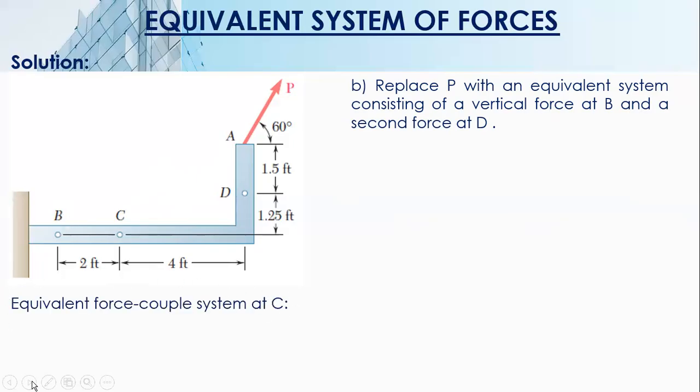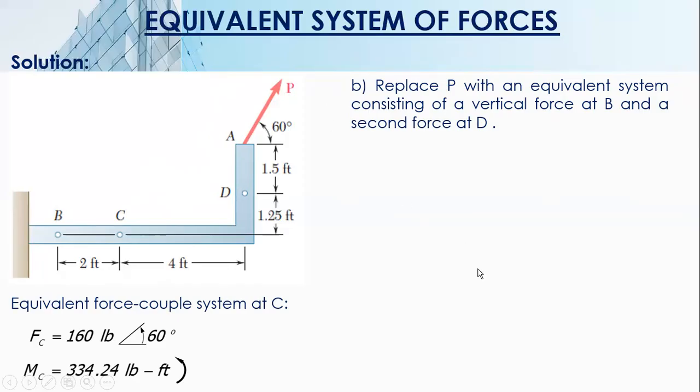Okay, review this as our basis. The equivalent force-couple system at C is this one: force at C and then moment at C. Because this will be our basis for letter B, the system in letter B should be the same as this system, since earlier the systems were equivalent.